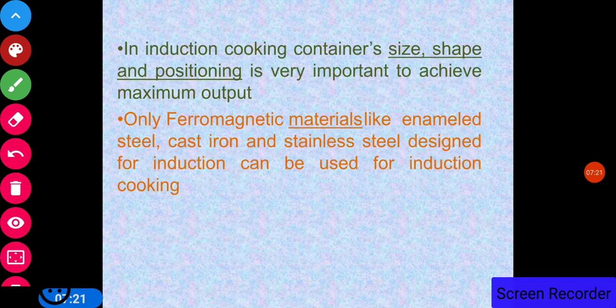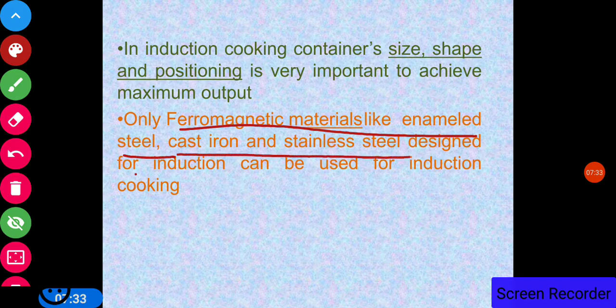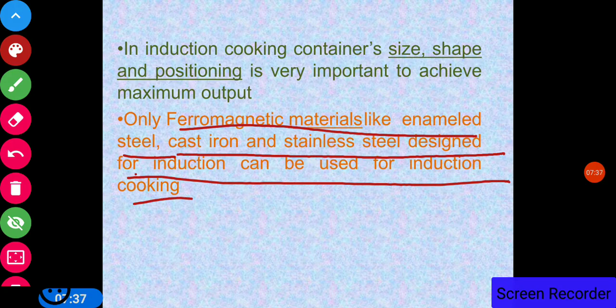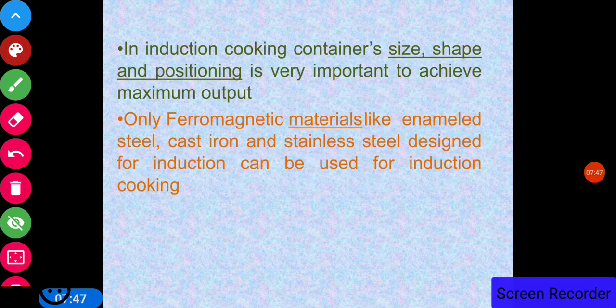And also you have seen that on the induction stove only certain types of utensils made of certain materials can be used. These materials are ferromagnetic materials like enameled steel, cast iron, and stainless steel designed for induction, and they can be used for induction cooking. And secondly, in induction cooking, the size of the container is also very important to achieve maximum output.